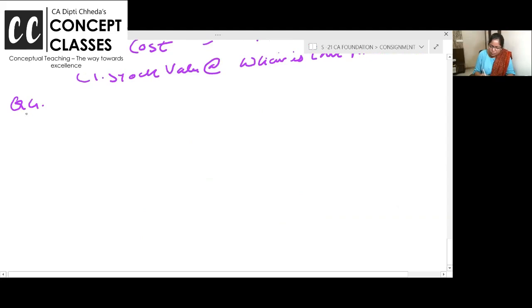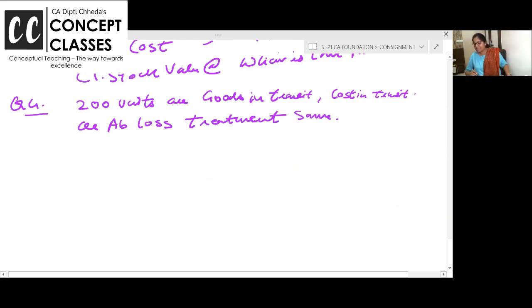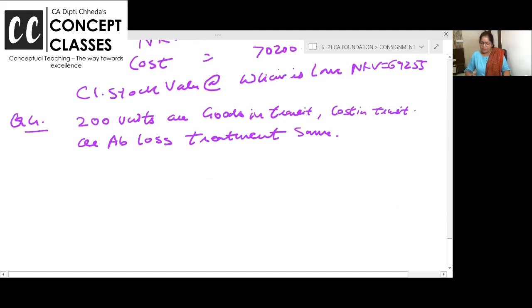Question number 4. Write down. 200 units are goods in transit, comma, lost in transit, or abnormal loss. Treatment is same. आप लोग एक example लिख लो ताकि और example solve ना करने पड़े. After this concept, we'll take a break.